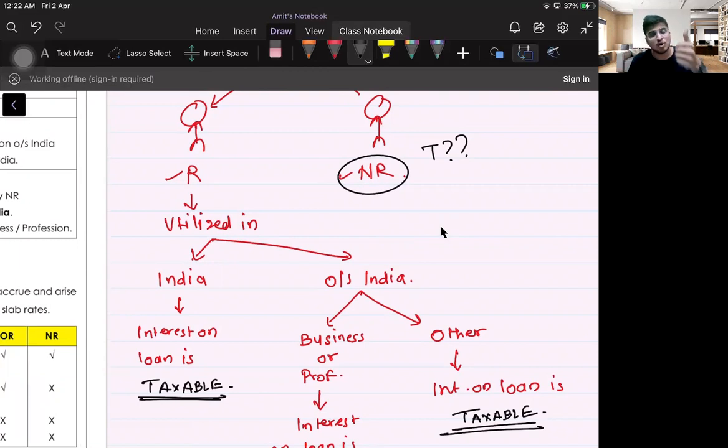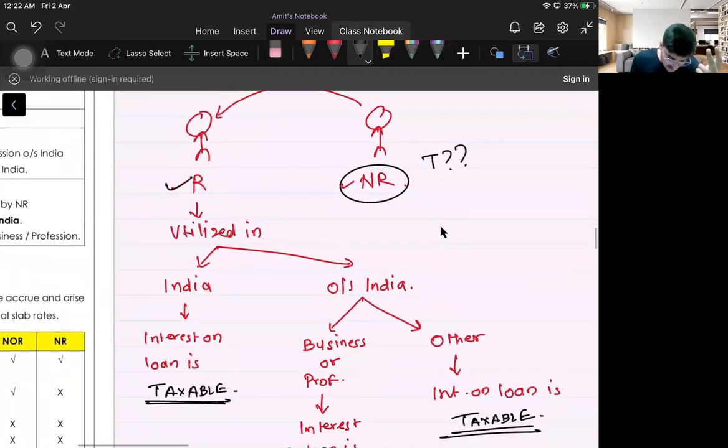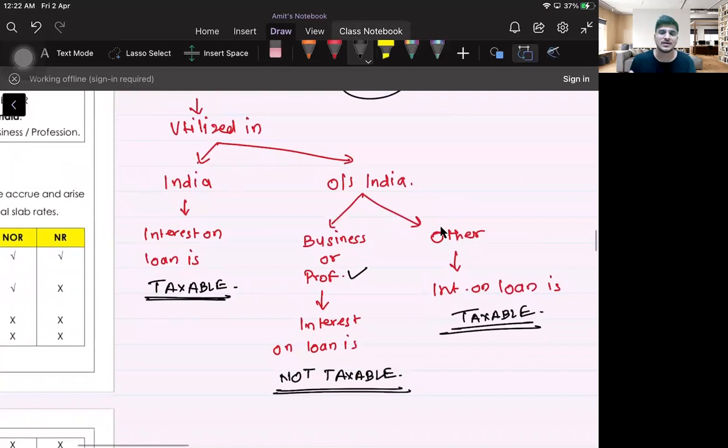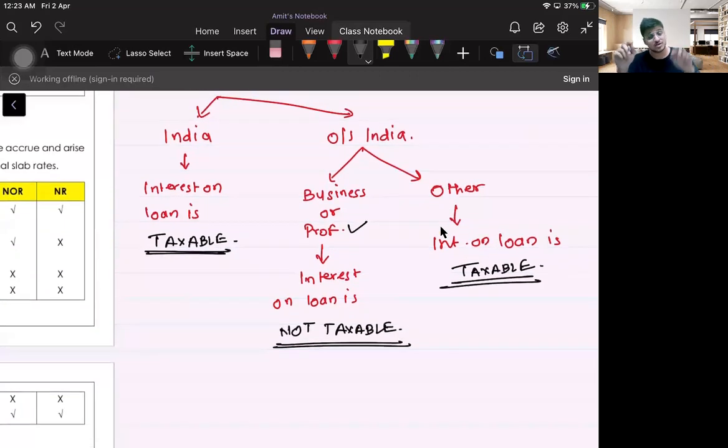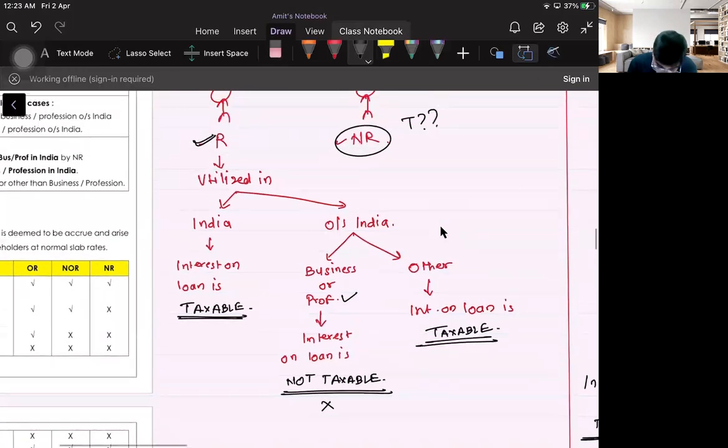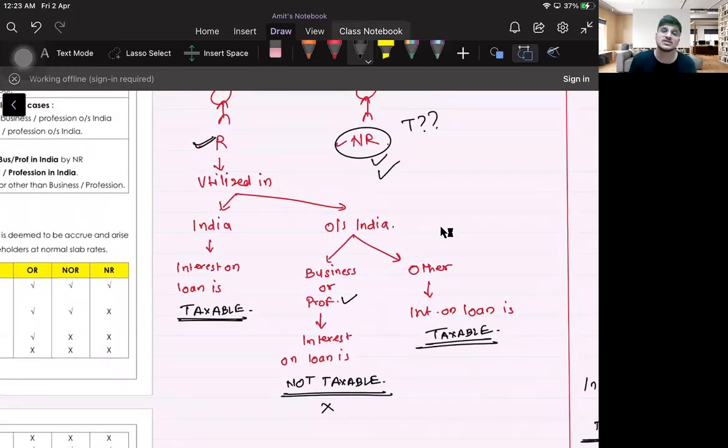But jo loan, know-how and technical service mil raha hai resident ko, and if that resident is utilizing that loan, know-how and technical service outside India for business and profession, to government is saying idhar ka kuch bhi sambandh nahi hai. That's why for that non-resident, jo resident payment karega interest ka, royalty and FTS ka, it will not be taxable. For whom? For this non-resident. Because the resident is utilizing that loan, know-how and technical service outside India for business purpose.